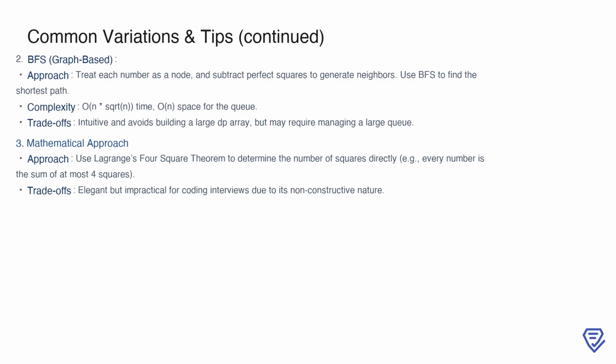Finally, there's a mathematical approach based on Lagrange's four-square theorem, which states that every number can be expressed as the sum of at most 4 squares. While this is an elegant solution and can determine the result directly, it's non-constructive and less practical for coding interviews, where providing a clear implementation is often required. Each of these methods has its strengths and trade-offs, and understanding them equips you to choose the best approach for the situation at hand.